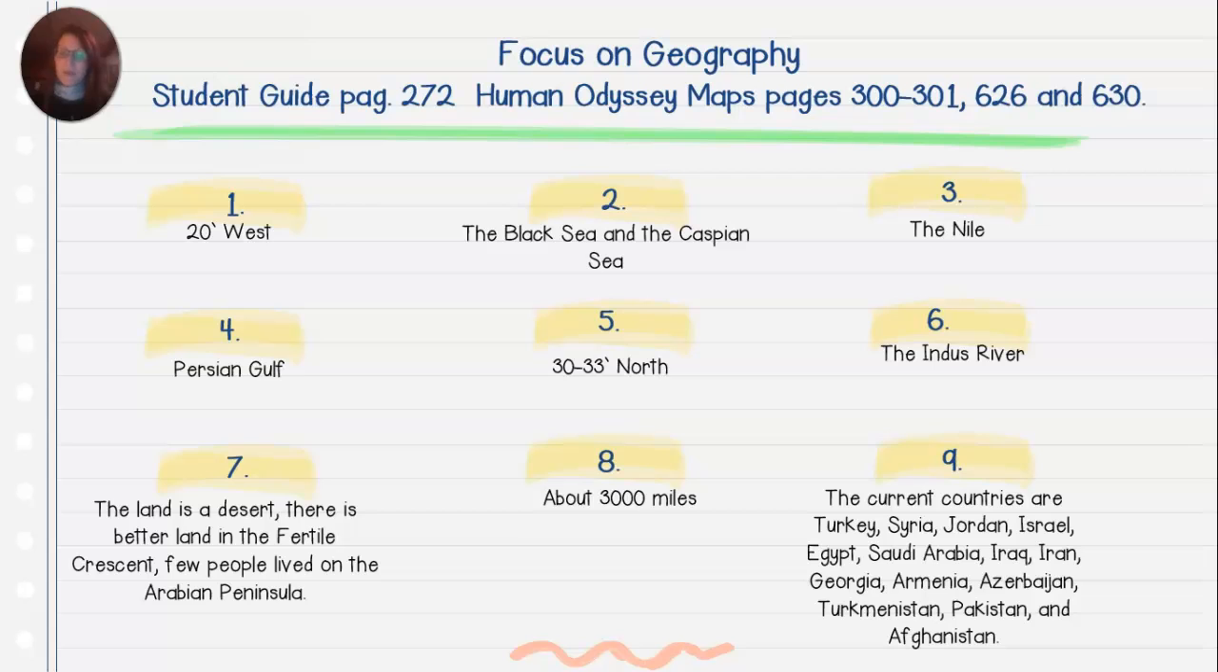Question number 6, what natural feature formed the eastern boundary of the empire? That would be the Indus River.